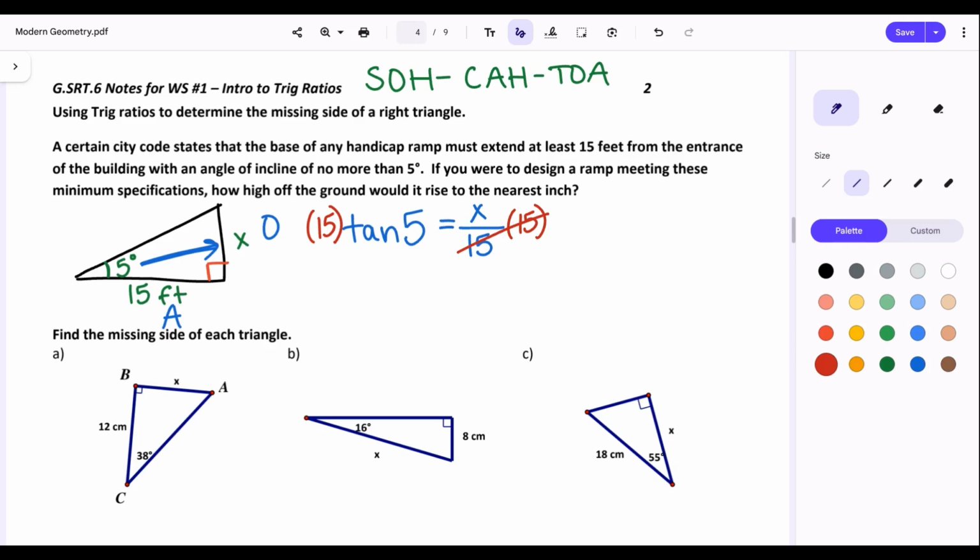We're going to want to round it here. So let's just go ahead and round it to the nearest tenth. If we do that, I get 1.3 if I round it to the nearest tenth. And then this would be feet. So that ramp that they're talking about would be about 1.3 feet high from the ground. Questions on that one?